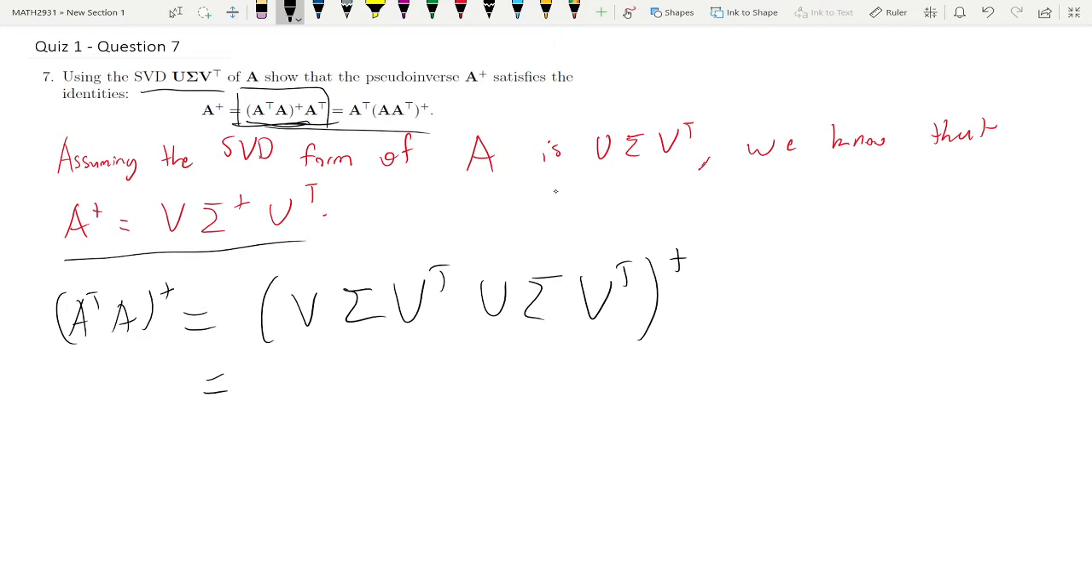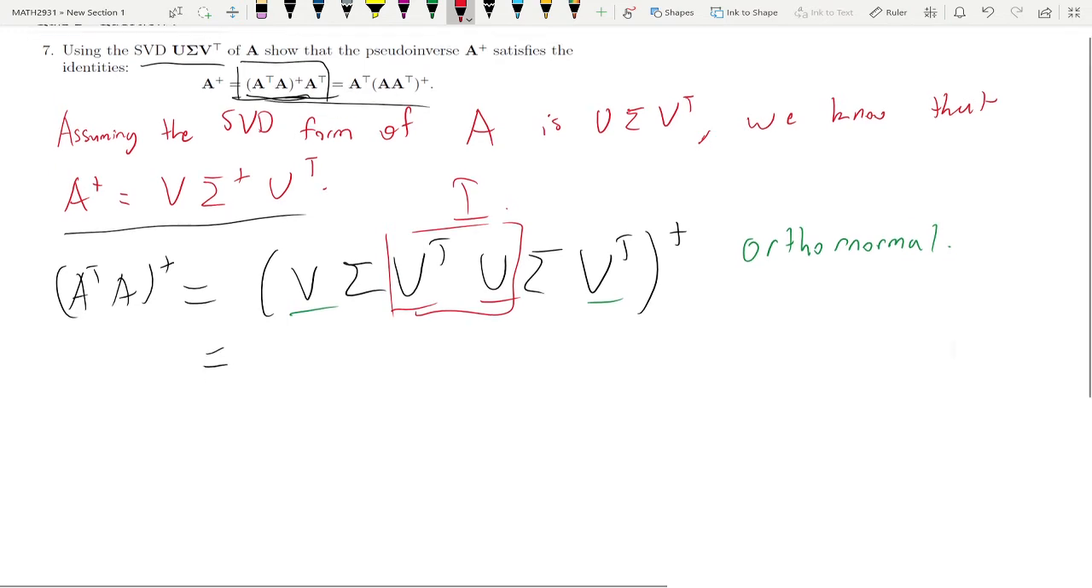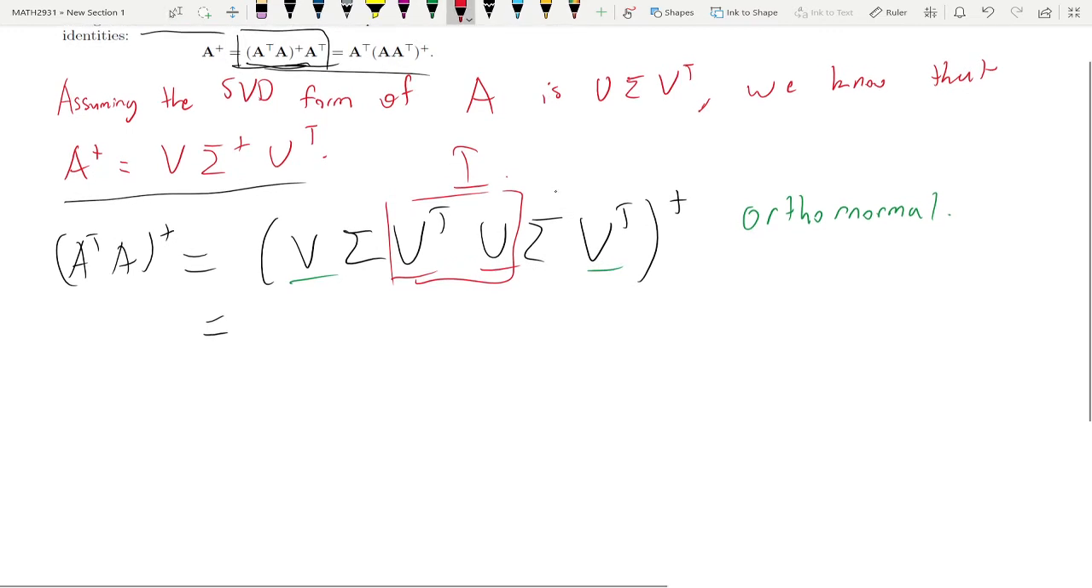Now, since the SVD form has these matrices U and V being orthonormal, that's part of the form of the SVD. That means this middle thing over here just becomes the identity matrix, right? Because the columns are linearly independent and they're also orthogonal to each other. So here you just end up with V sigma squared, because this is just I, so you just multiply the diagonals, and V transpose plus.